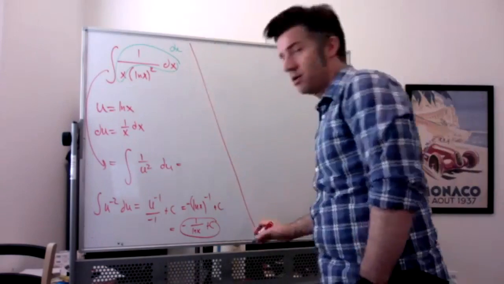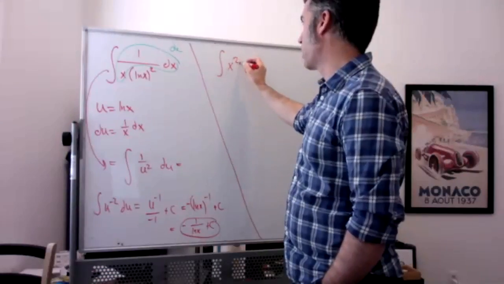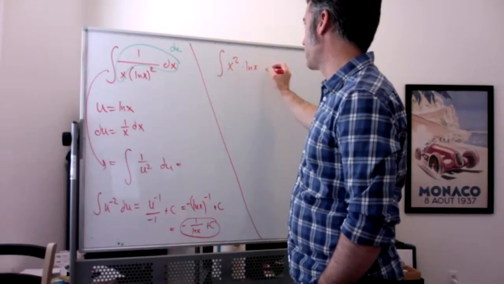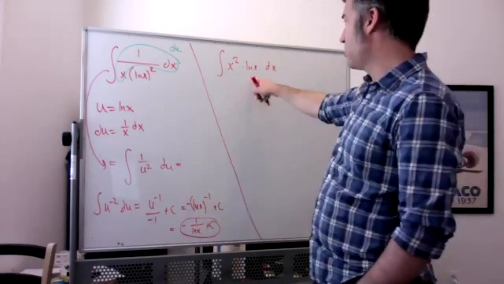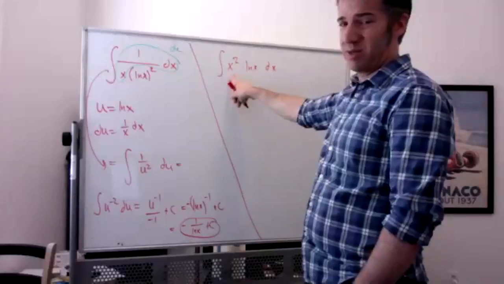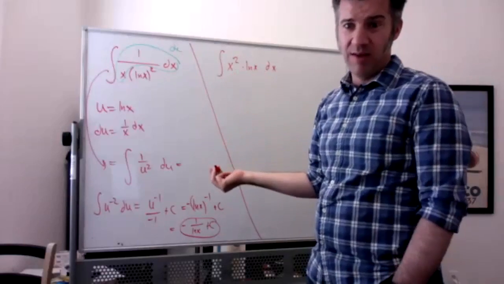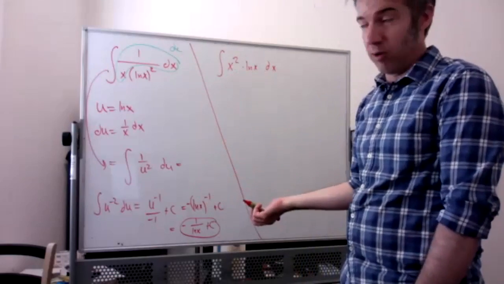Versus this problem, the integral of x squared times the natural log of x dx. Now, if I try doing a U-sub, with u equal natural log of x, my du is 1 over x, that's not going to work out. With u equal x squared, my du is 2x, that's not going to work out. This doesn't look like it's going to work to do a U-sub. So I'm going to try integration by parts.